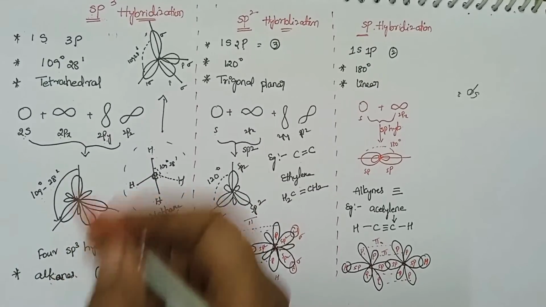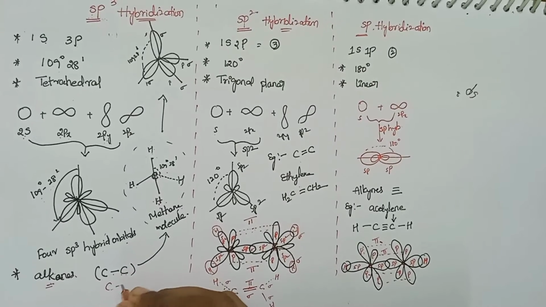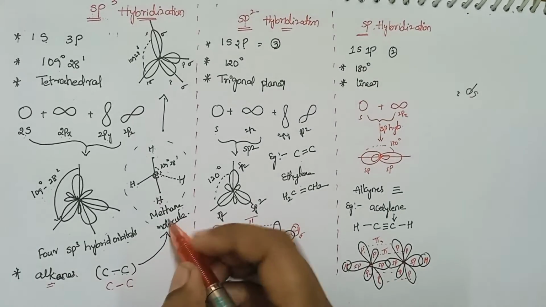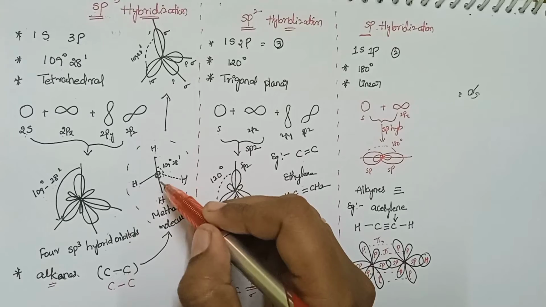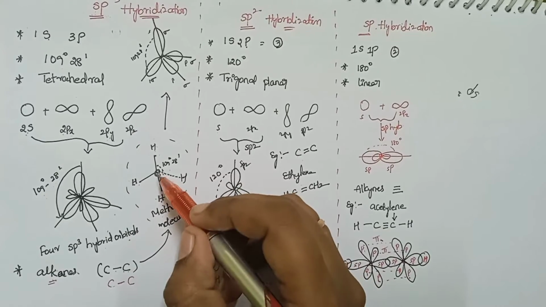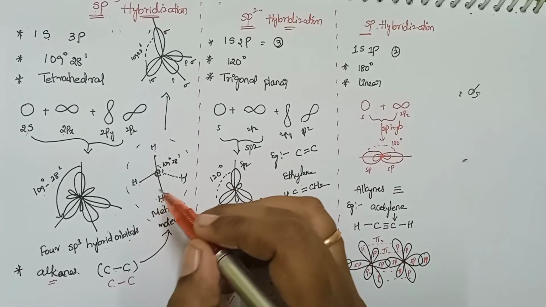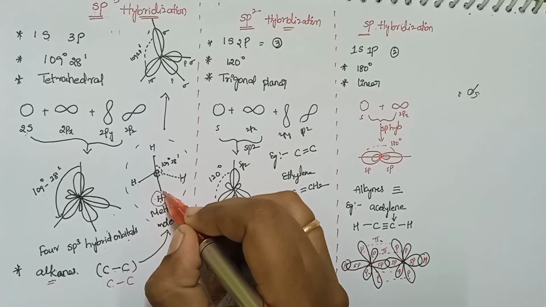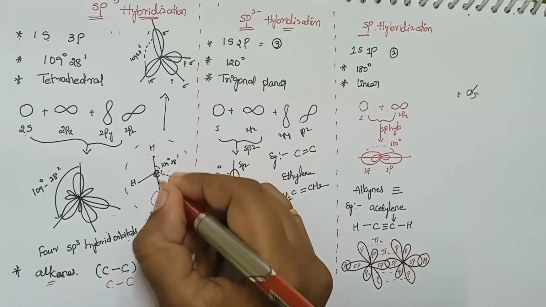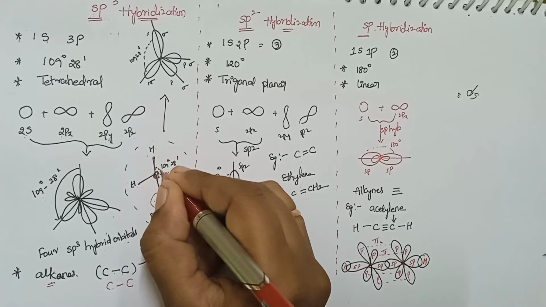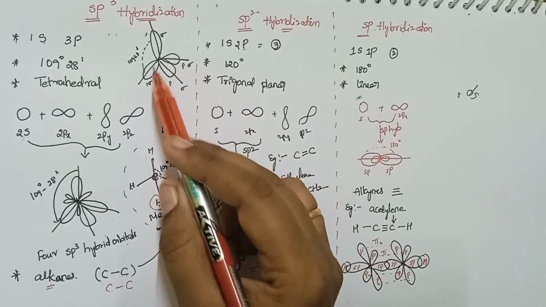This type of sp3 hybridization takes place in alkanes, C single bond C. For example, methane molecule CH4. In the formation of methane, each sp3 hybrid orbital overlaps axially with the 1s orbital of a hydrogen atom to form 4 C-H bonds. So 1, 2, 3, 4. The angle is 109 degrees 28 minutes. These are all sigma bonds.